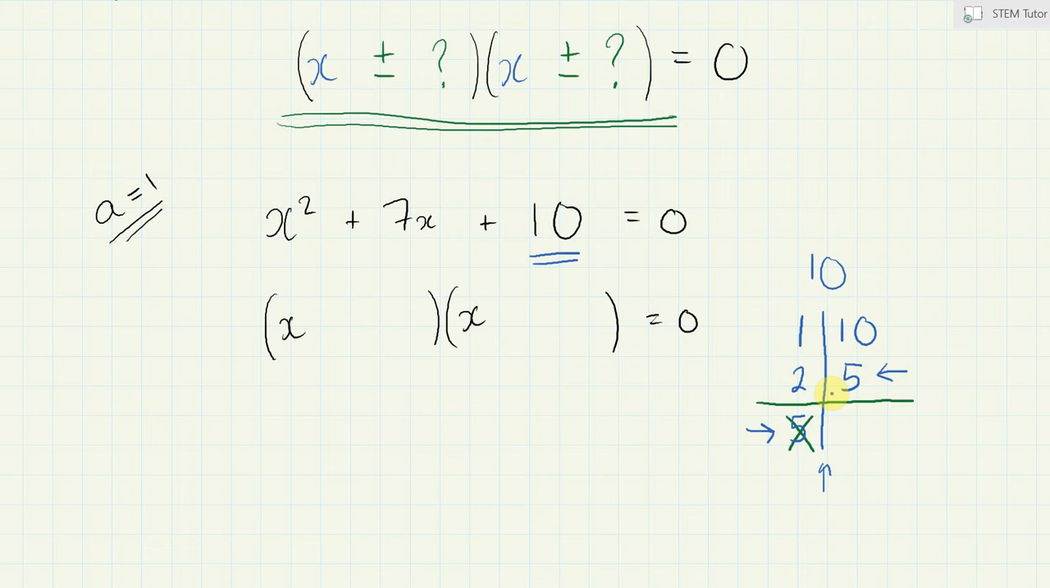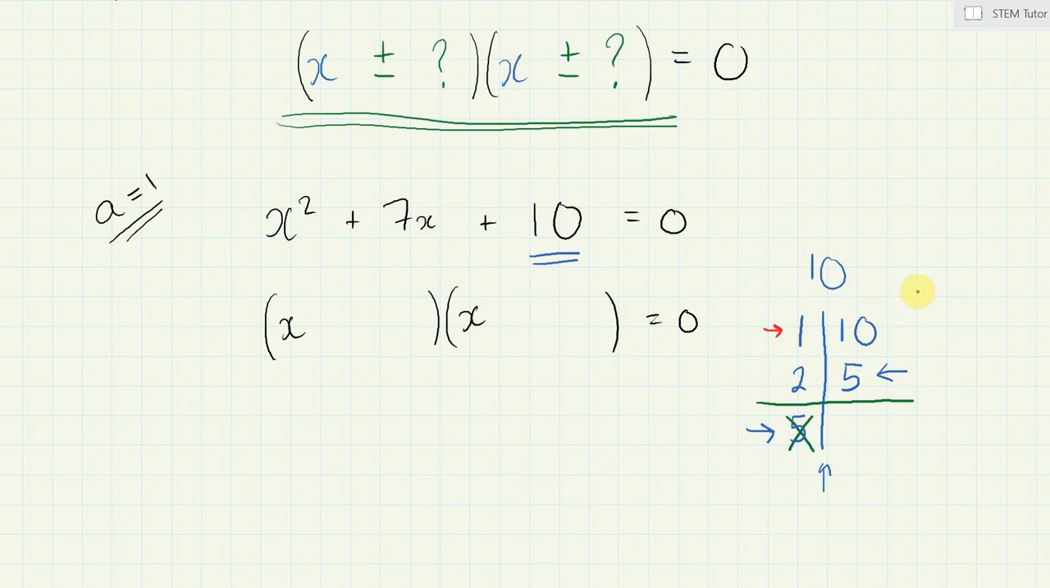Okay. Now we have two sets of factors and we need to work out what set of factors goes into these brackets. This is where you ask yourself, let's start off with the first set of factors. Can we get to plus 7 by adding or subtracting 1 and 10?